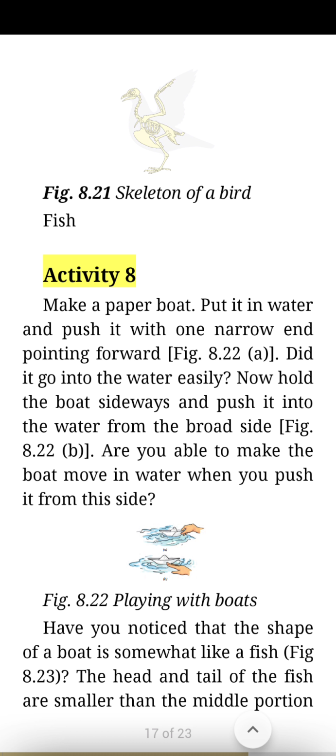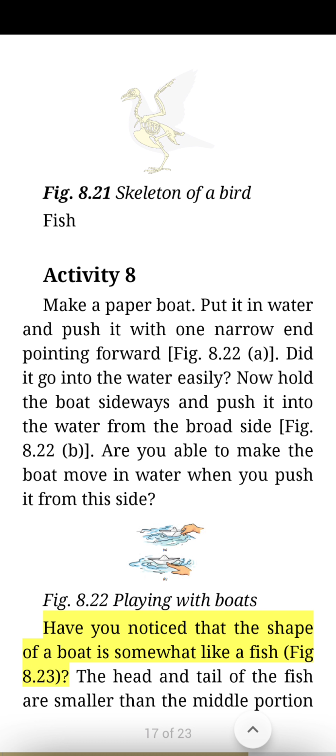Fish. Activity 8. Make a paper boat. Put it in water and push it with one narrow end pointing forward. Fig. 8.22a. Did it go into the water easily? Now hold the boat sideways and push it into the water from the broad side. Fig. 8.22b. Are you able to make the boat move in water when you push it from this side? Fig. 8.22. Playing with boats.